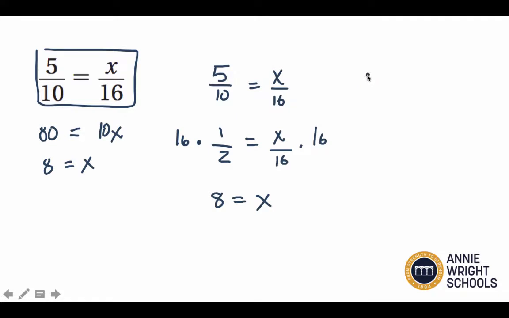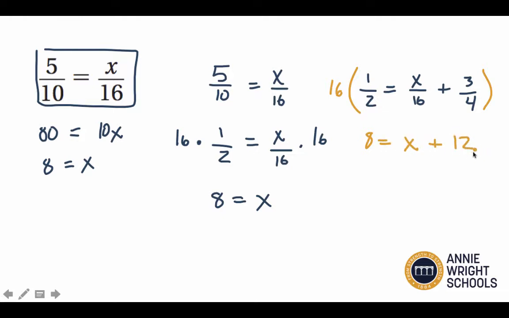Another thing is if you get some problem like this, 1 over 2 equals x over 16 plus 3 over 4. You can't do this cross multiply and divide thing. But what I did would work. So if you said, oh, the lowest common denominator of 2, 16, and 4 is 16, so I'm going to multiply everything by 16. That gives me 8 equals x plus 12. And then I get x equals negative 4.